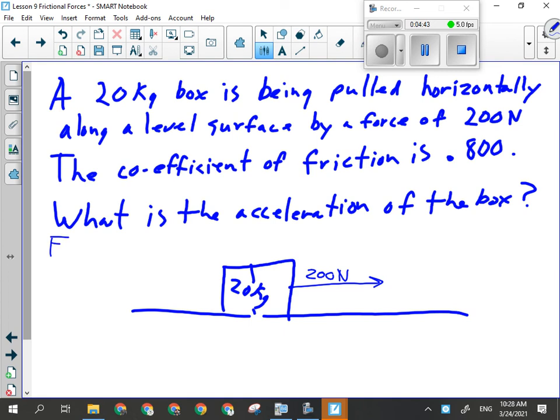All right, if I want to calculate the force of friction, which I'm going to need because it's in opposition to the 200, I'm going to need to use that formula we learned. Mu times the normal force. So I've got to find the normal force.